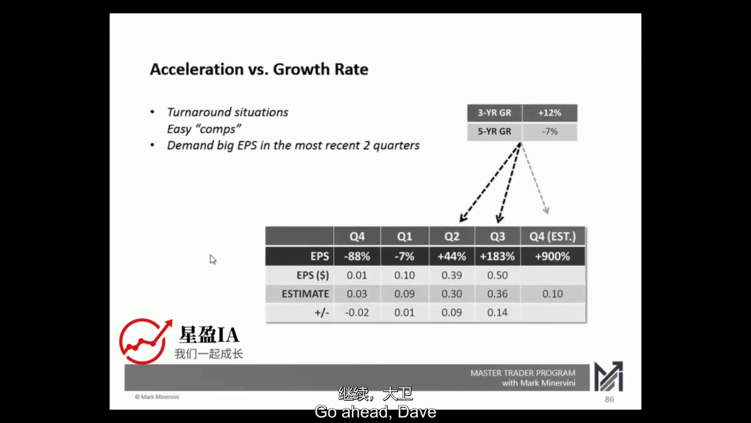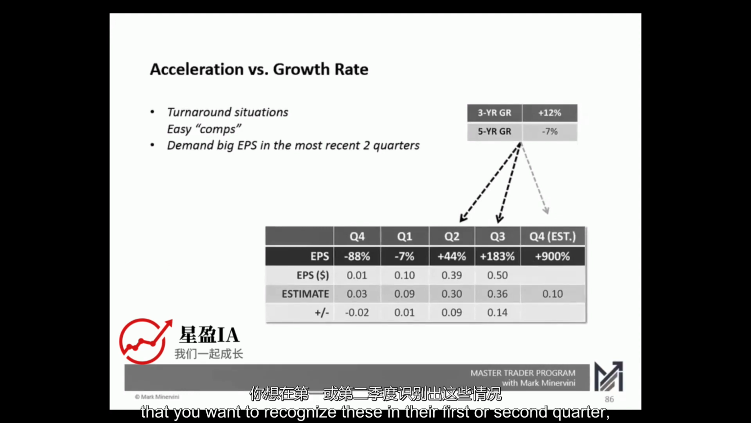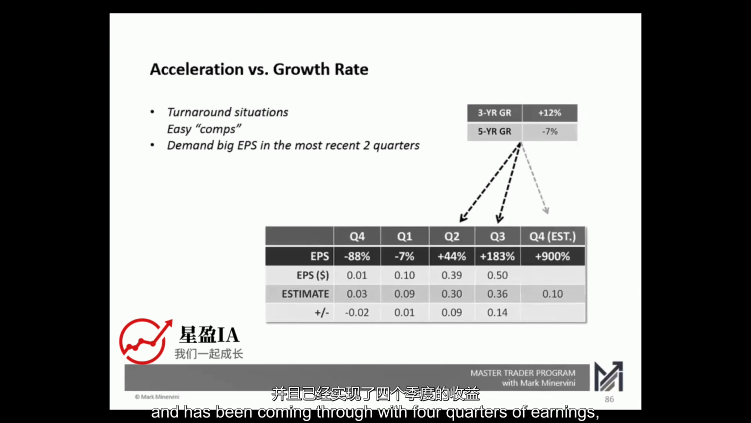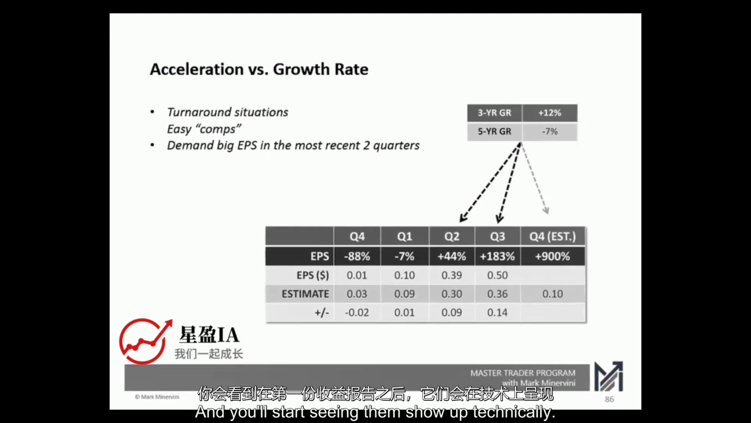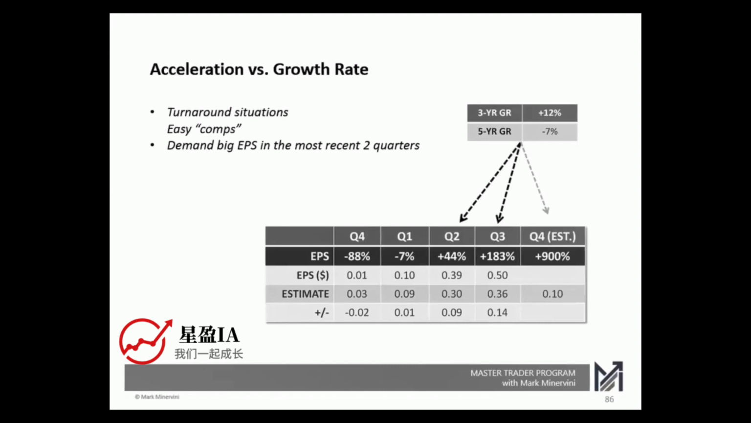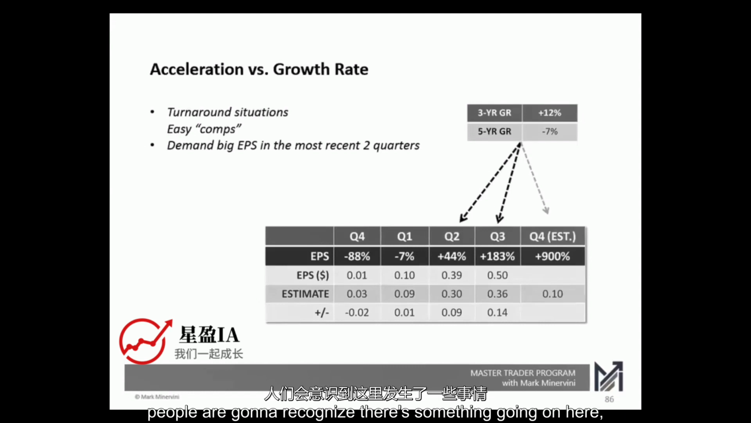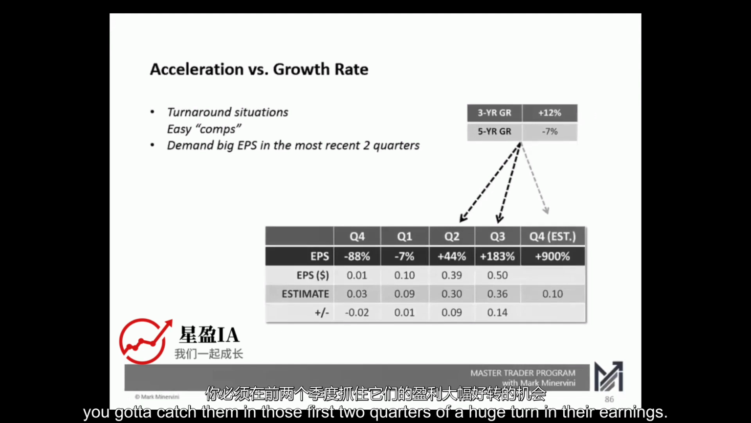Go ahead, Dave. I would say that also when you're talking turnaround situations, you want to recognize these in their first or second quarter. Because if you wait until this has a great growth record and has been coming through with 4 quarters of earnings or even 6 quarters of great big earnings, lots of times these turnaround situations have already had their move. And you'll start seeing them show up technically after that first earnings report. People are going to recognize, hey, there's something going on here, and you're going to see that stock starting to take off. But especially in turnarounds, you've got to catch them in those first 2 quarters of a huge turn in their earnings.